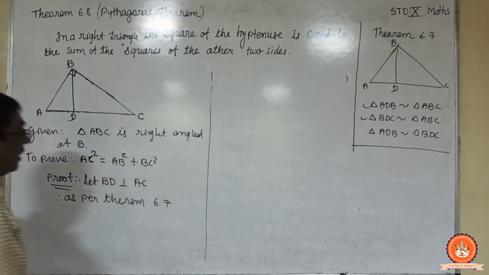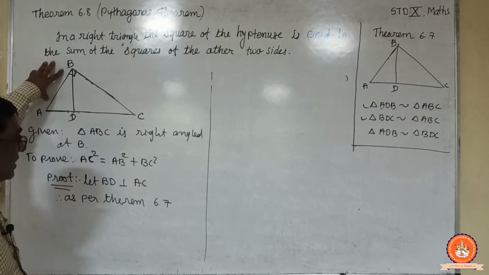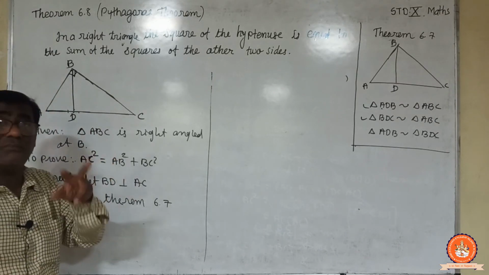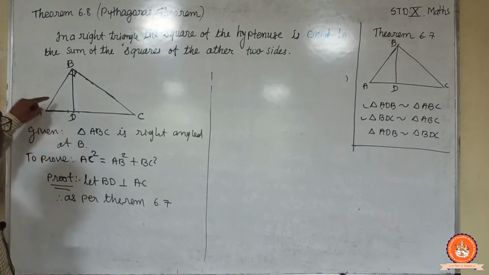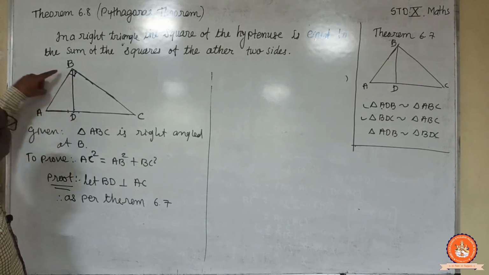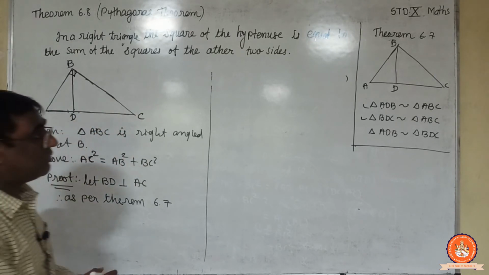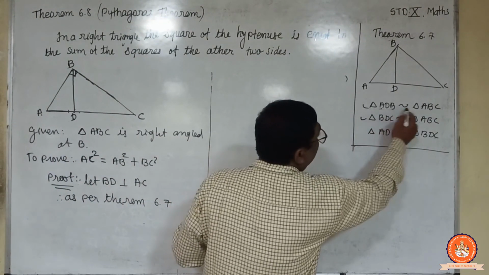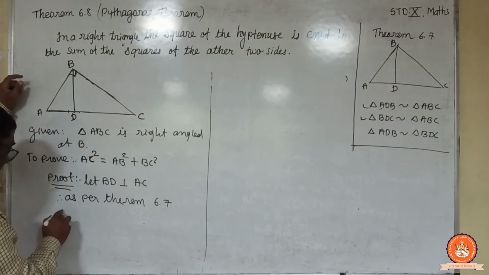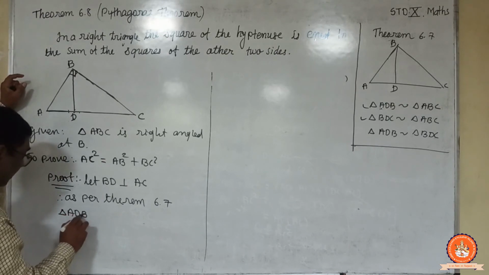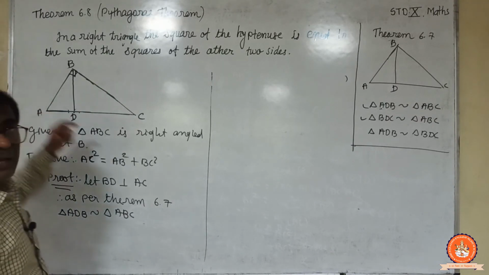क्या लिखेंगे हम? Now we want AB square. तो देखो इसमें AB स्क्वायर चाहिए, यानी ऐसे दो ट्राइंगल को हमें सिमिलर लिखना है जिस दोनों ट्राइंगल में AB उसकी एक साइड है. So ADB उसकी भी एक साइड AB है और ABC इसकी भी एक साइड AB है. So we can write as per 6.7 theorem ADB similar to ABC. You can write triangle ADB similar to triangle ABC.